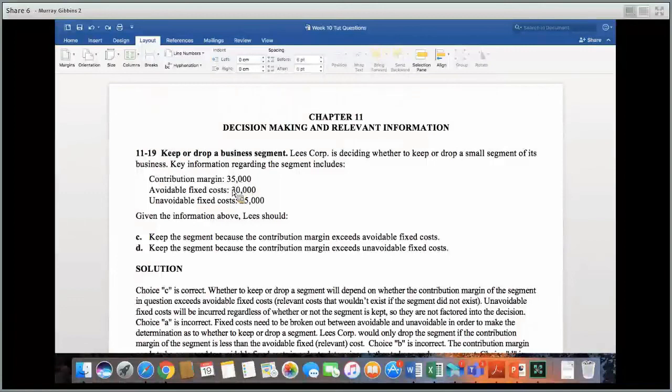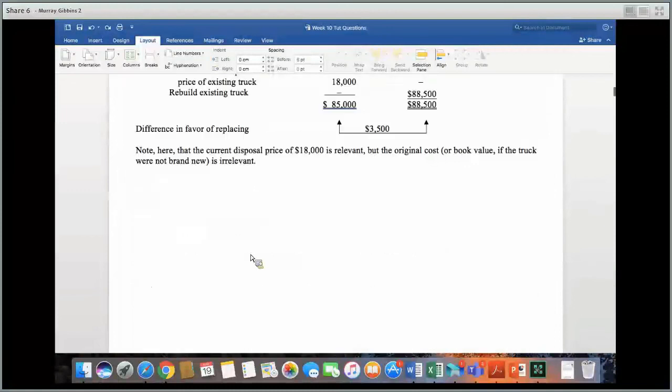So what is relevant is these two figures, and we can see that we are better off staying with the segment. It's contributing 35. It's only going to save us 30,000 if we drop it. We're better off keeping it. Our contribution margin exceeds the avoidable fixed costs.